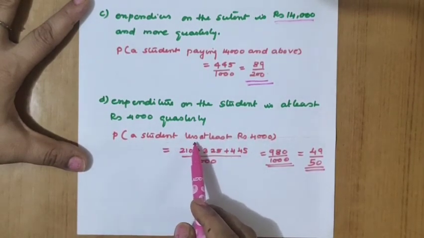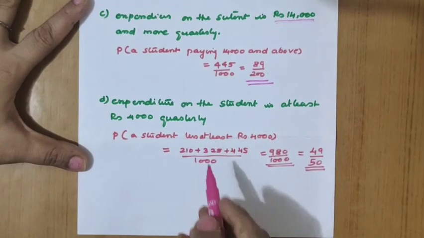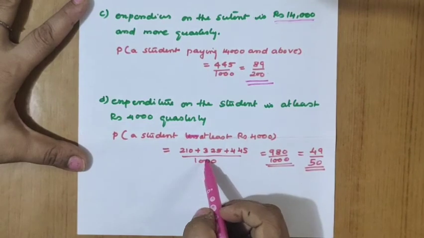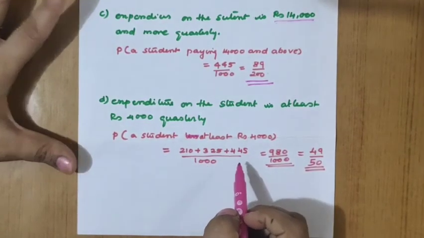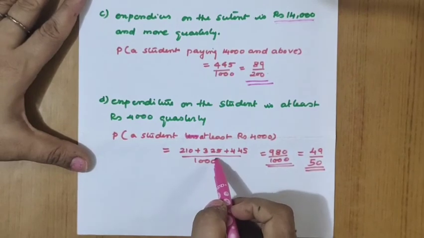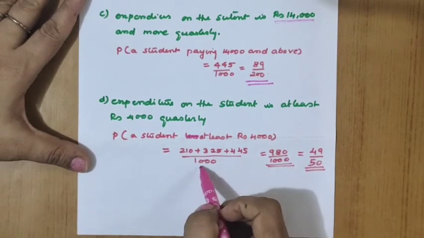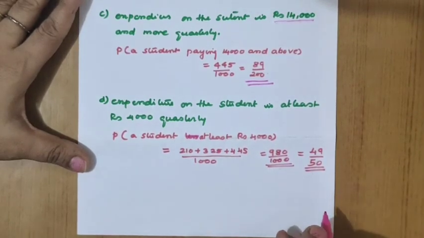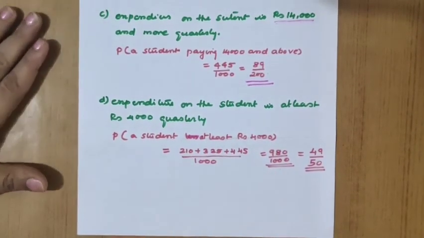Probability of a student spending at least rupees 4,000 only. So here we have to add the cases: only one is not favoring. Other than that, everything we should add: 210, 325, 445 to be added out of 1,000 trials. So 980 divided by 1,000. So we got the answer 49 by 50.